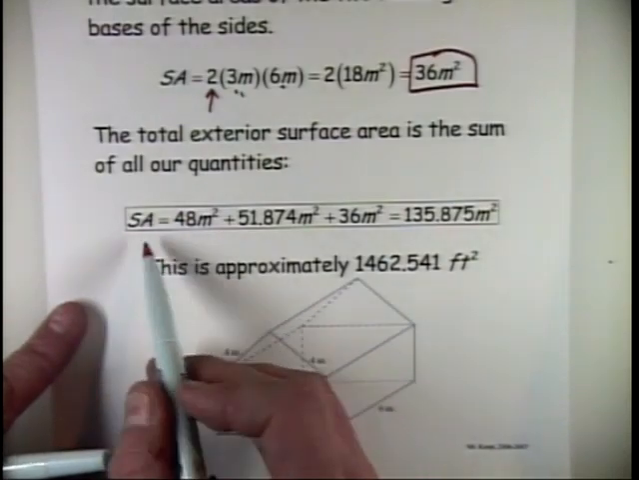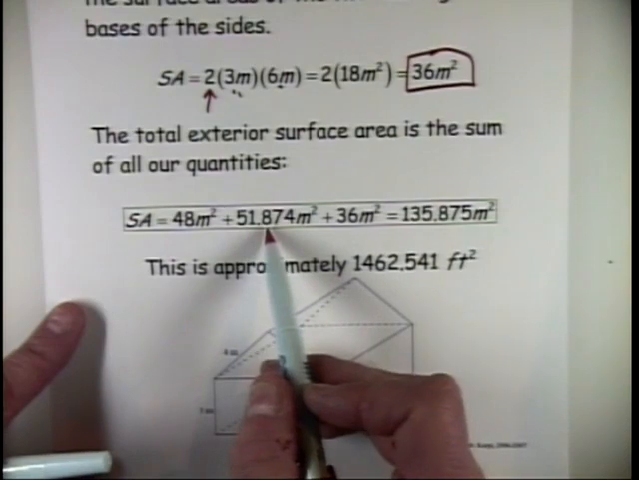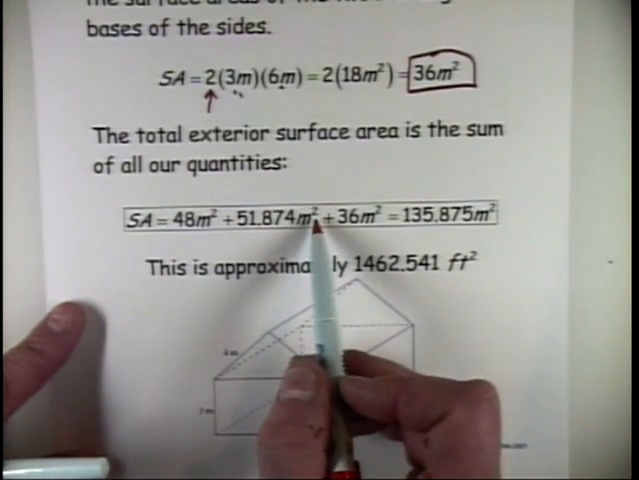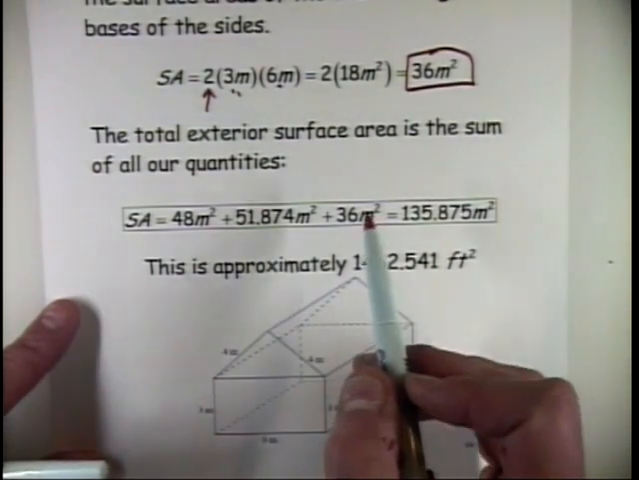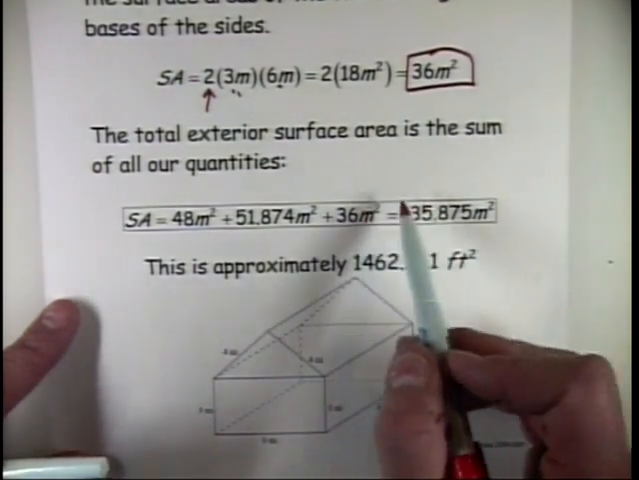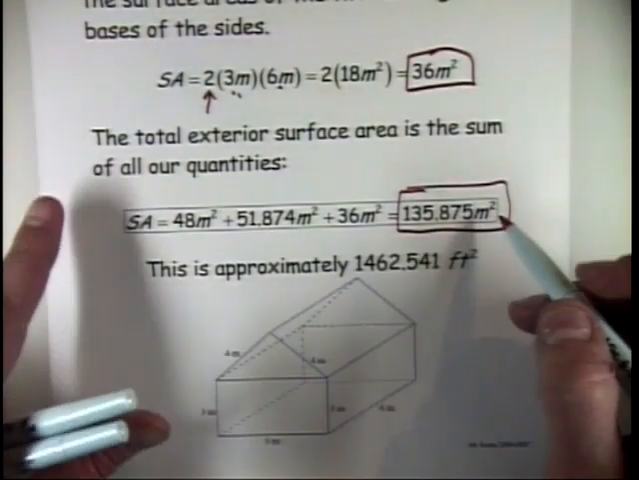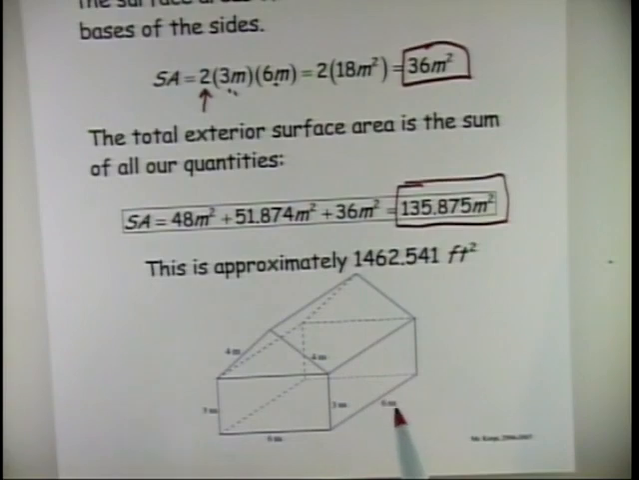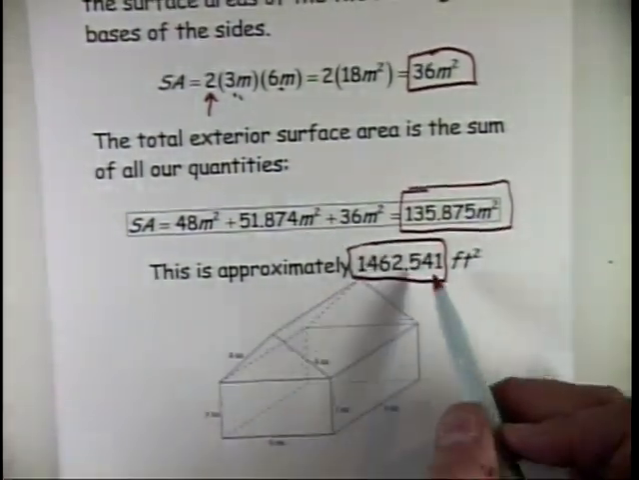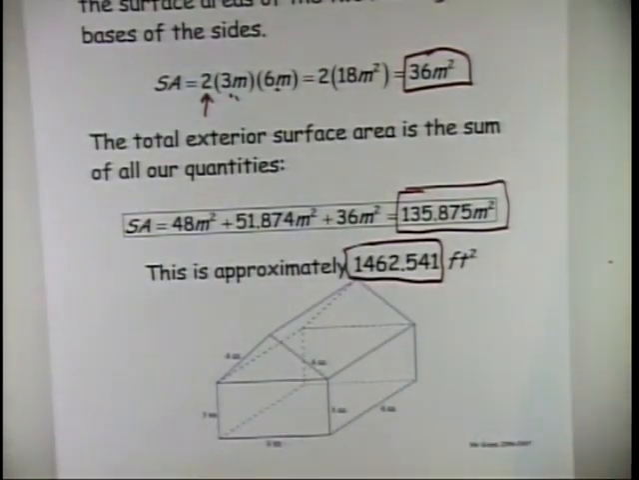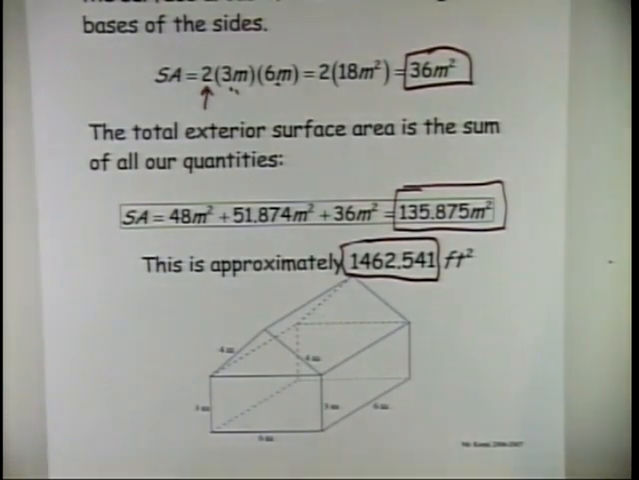So here we go. The grand total. The surface area of our shed is 48 meters squared, the roof, plus 51.874 meters squared, which is the front and rear. And I use the square root of 7 when I punch that in. And plus 36, the sides, gives us 135.875, rounded to 3 decimals, square meters. Now, that's going to be about 1,462.541 square feet, and that's going to be basically the total coverage of our shed.